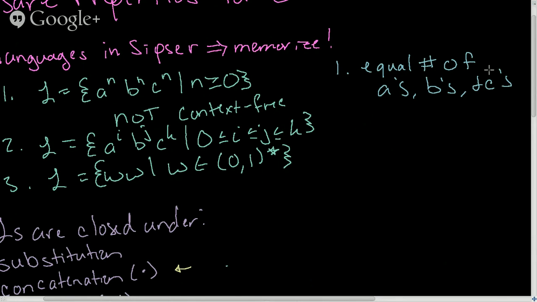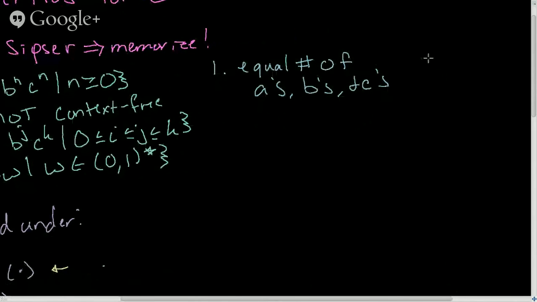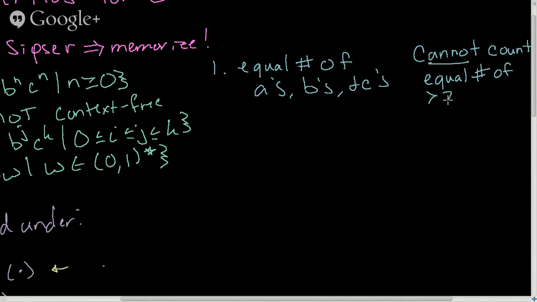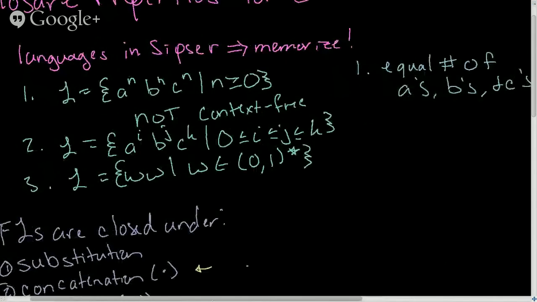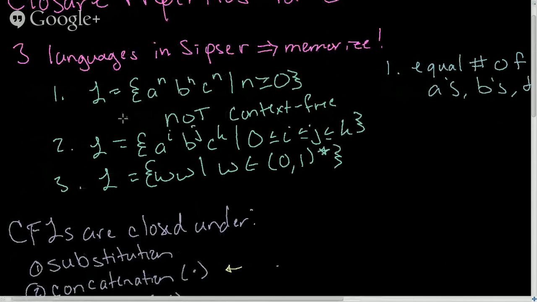And really all you need to remember is that you cannot count an equal number of more than 2 symbols in a context-free language. You just can't do it. And so you can have a to the n, b to the n, and that's fine. But once you add in the c, it throws you off because there's just no way to count these 3 symbols using context-free grammars so that you can show that a string is in this language.